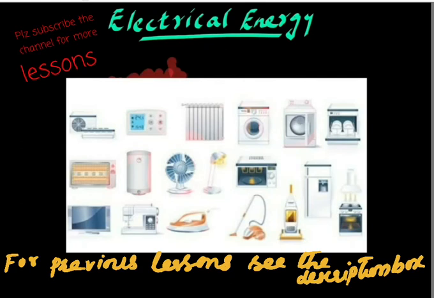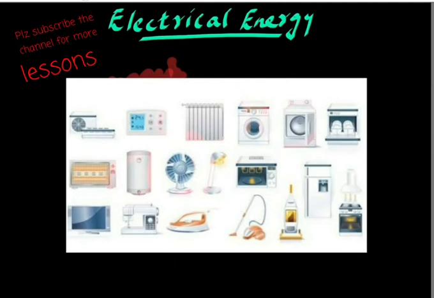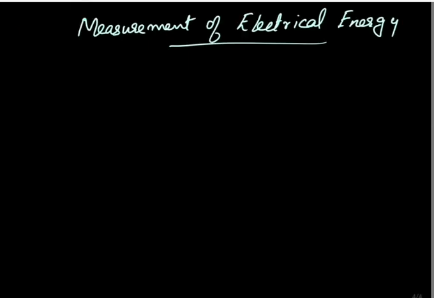So we will see here how electrical energy is measured, and what is the equation for electrical energy in terms of current and the potential difference, which we have learned in the earlier classes. Let us see how to measure electrical energy. Energy is actually work done, isn't it? Work done is converted into energy.